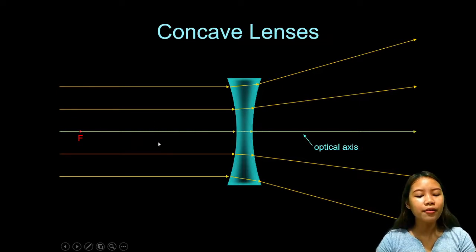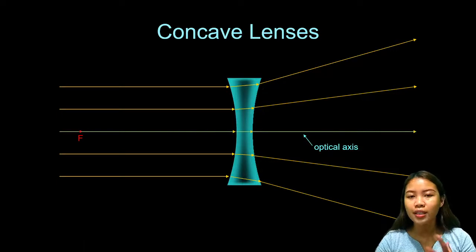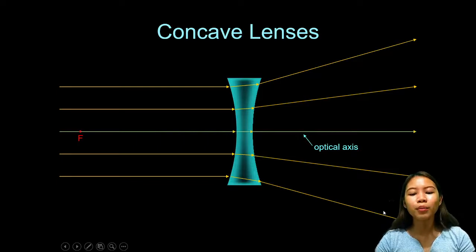These parallel light rays are the incident rays. As they enter the lens, they spread out. The light rays that pass through the lens are called the refracted rays. Again, they are called the refracted rays. Always remember that these refracted rays are always aligned to the focus, or the focal point.